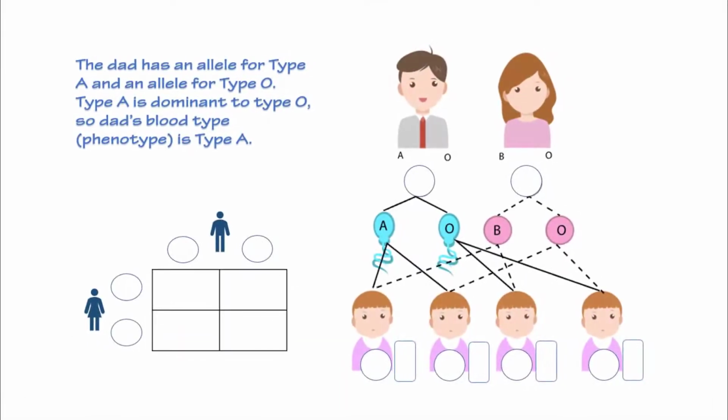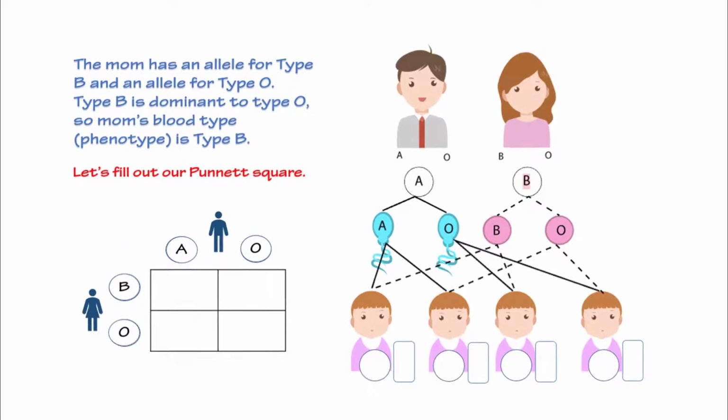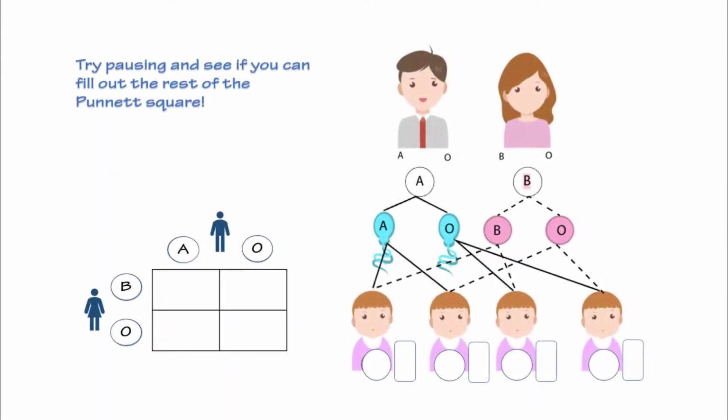The dad has an allele for type A and an allele for type O. Type A is dominant to type O, so dad's blood type, or phenotype, is type A. The mom has an allele for type B and an allele for type O. Type B is dominant to type O, so mom's blood type, or phenotype, is type B. Let's fill out our Punnett square. Don't forget, you can also try pausing to see if you can fill out the rest of the Punnett square.